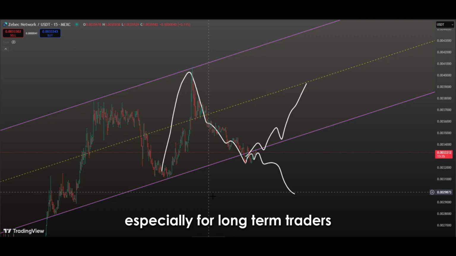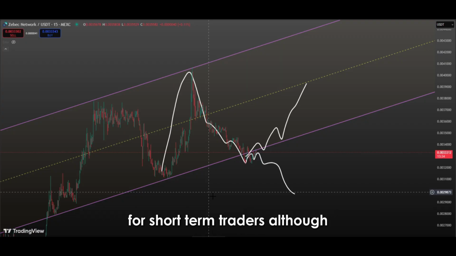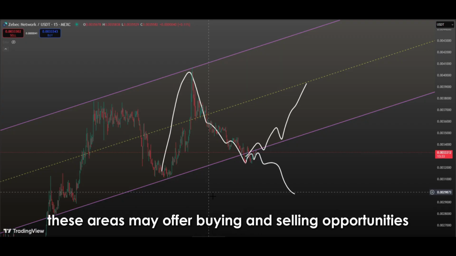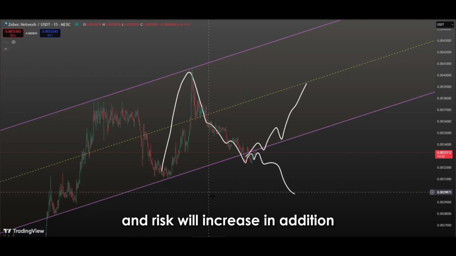Especially for long-term traders, this break may signal the beginning of a new downtrend. For short-term traders, although these areas may offer buying and selling opportunities, it should be kept in mind that volatility will increase and risk will increase.